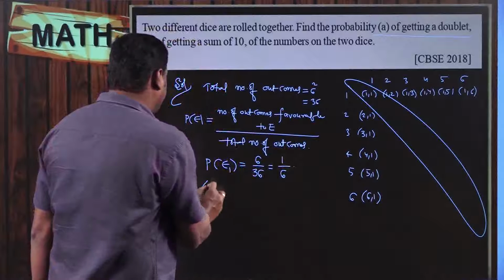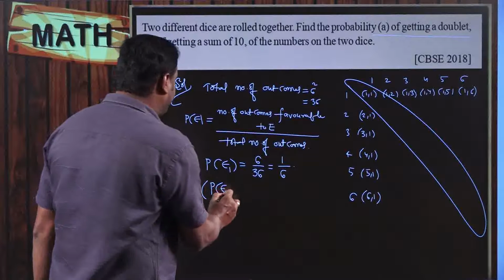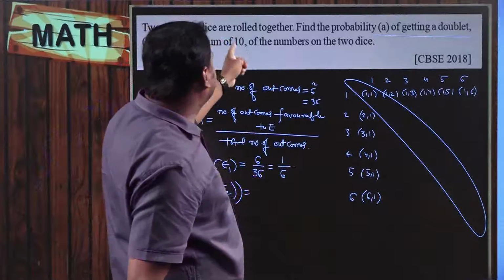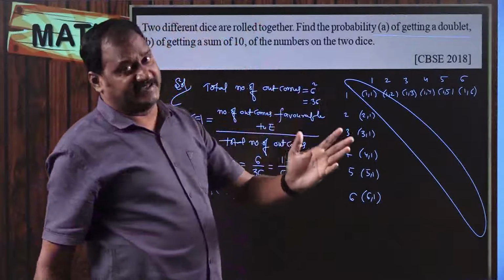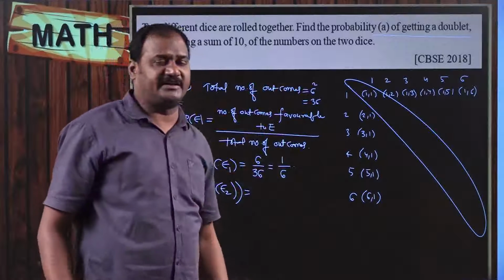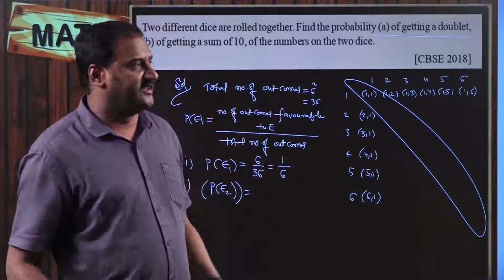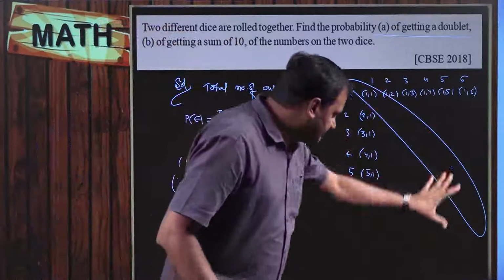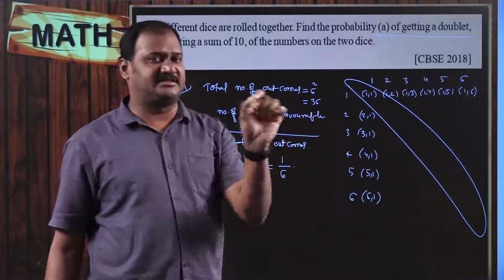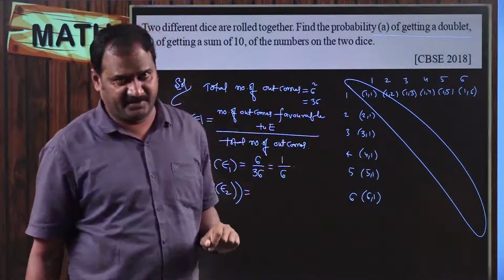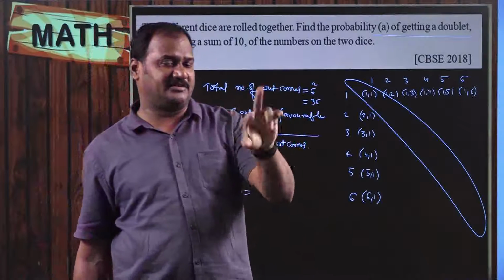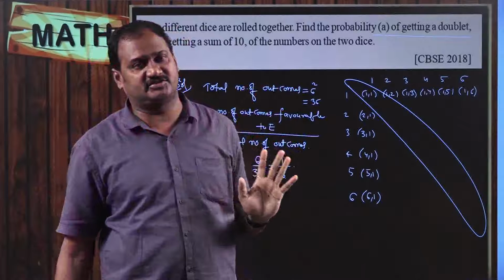And what is the second one? The second one is the probability of getting an event, that event being getting a sum of 10 of the numbers on the 2 dice. See here, we have the outcomes already. These are all the possibilities. Out of all these possibilities, you look at the first number as well as the second number of one particular ordered pair, and wherever the sum of both the numbers is equal to 10, you will have to consider those.